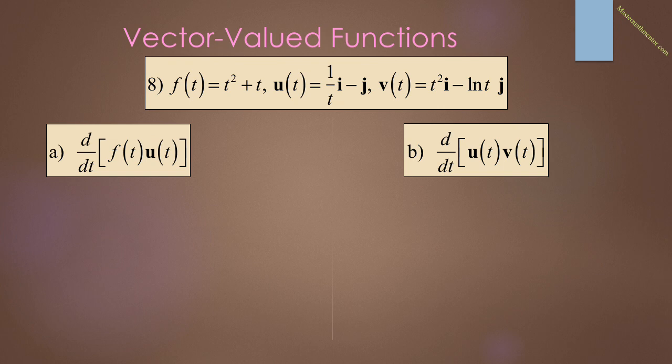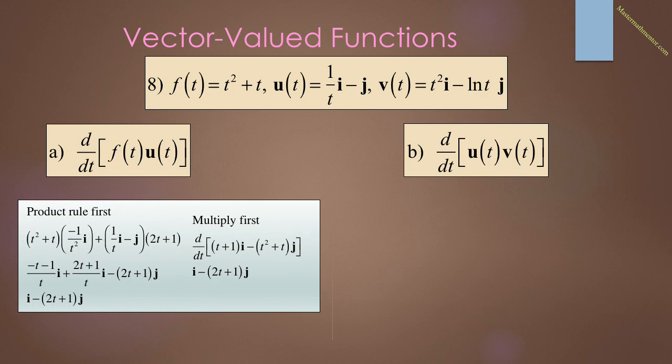In number 8, we're given that the function f of t equals t squared plus t. The vector u of t is equal to 1 over t i minus j. And the vector v of t is equal to t squared i minus natural log of t j. We are asked to find the derivative of two products. We will work them two ways. The first, we will apply the product rule. Secondly, we will multiply first and then take the derivative.